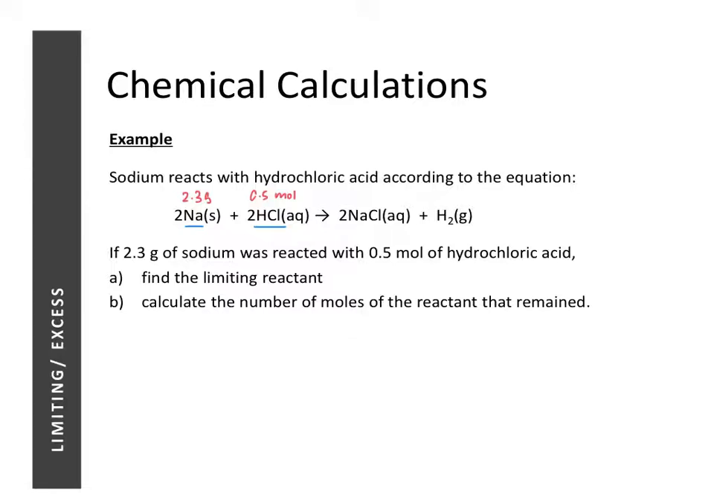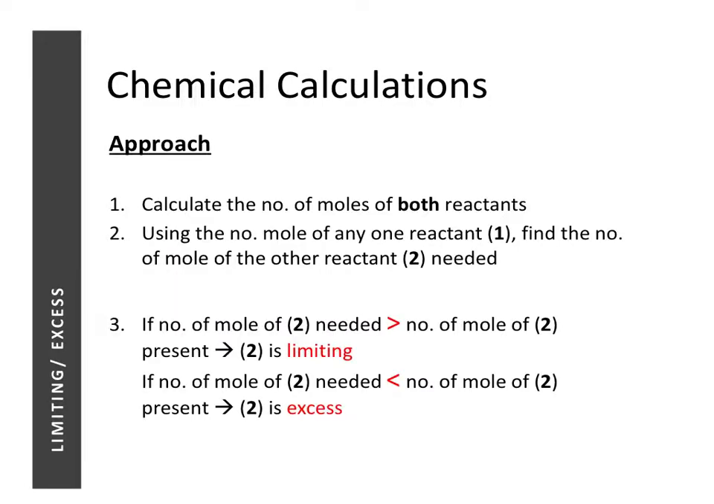I repeat again. If a question gives you the amount of both reactants, it is a signal for you that it is a limiting and excess type question. So we need to find out which reagent is limiting and which reagent is in excess. How do we find out? There's again an approach for that. Now the approach is as follows. First we need to calculate the number of moles of both reactants.